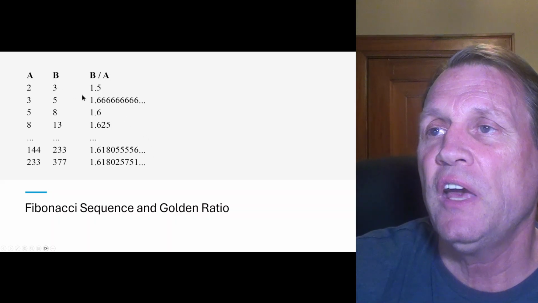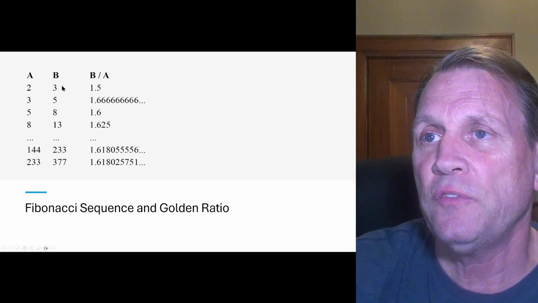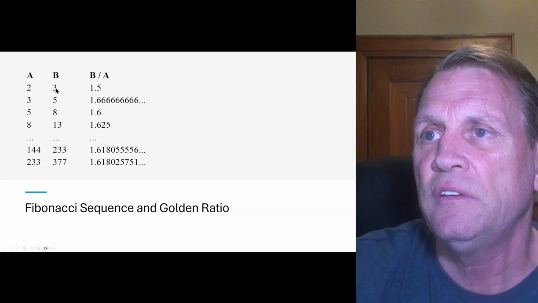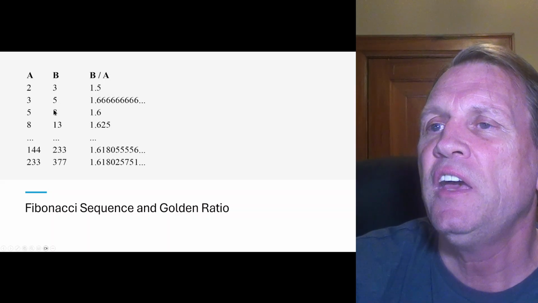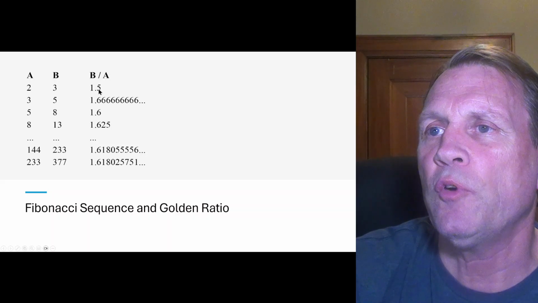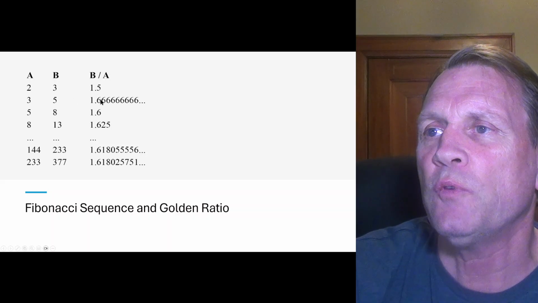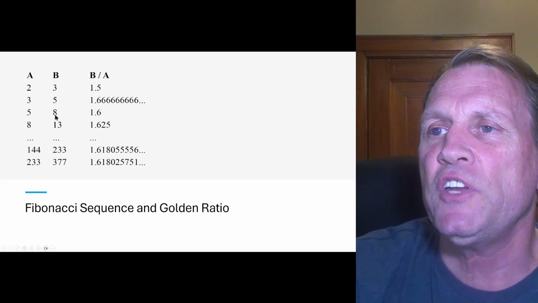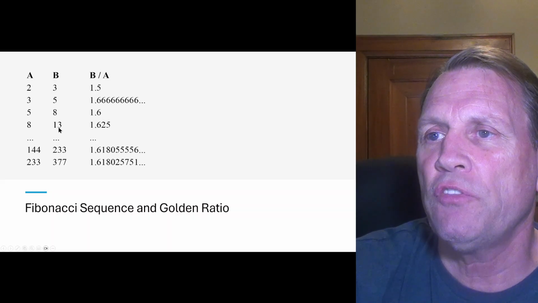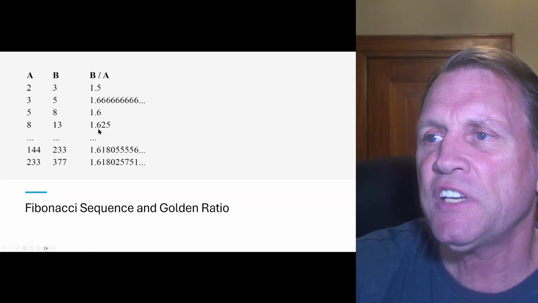Okay, so again, early on in the sequence, you've got the Fibonacci numbers 2 and 3, right? And then 2 plus 3 equals 5, so the next 2 would be 3 and 5, and so on. The first ratio there, 3 to 2, is simply 1.5. The ratio of 5 to 3 is 1.6 repeating. The ratio of 8 to 5 is 1.6. The ratio of 13 to 8 is 1.625.